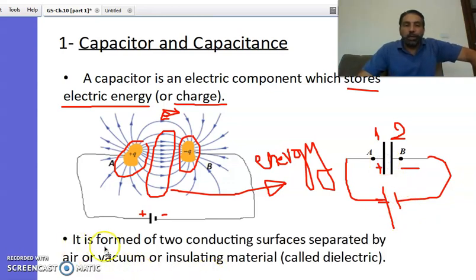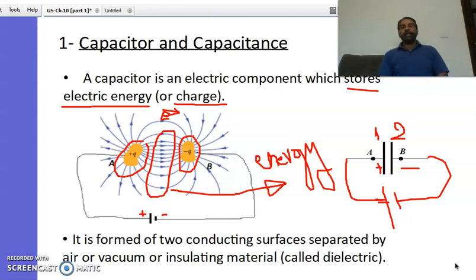So it is formed of two conducting surfaces separated by air or vacuum or insulating material, which is called dielectric. That's the main definition of a capacitor and the main purpose. Okay?